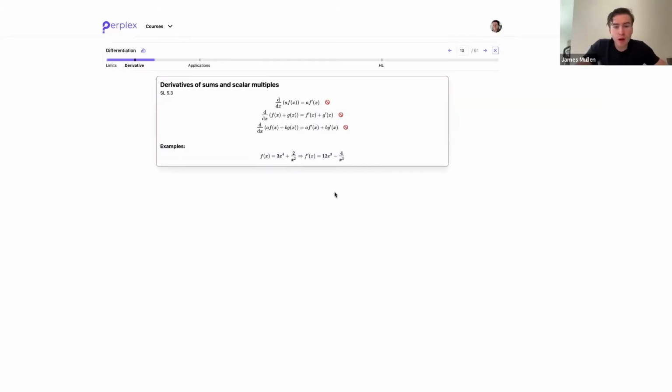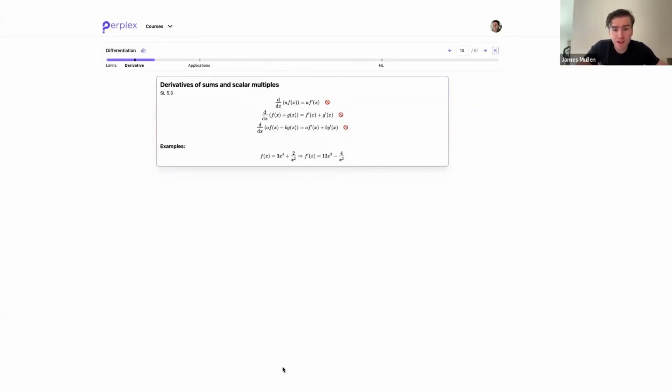Also, some rules about derivatives of sums and scalar multiples. When I say scalar multiples, I mean I'm not multiplying by a function, but by a constant number. So if I have the derivative of some constant number times a function, I can just take the number out, the a comes outside, and I'm going to get a times the derivative of f. It doesn't really change anything, it just stretches the entire function. Same thing for the sum of two functions.